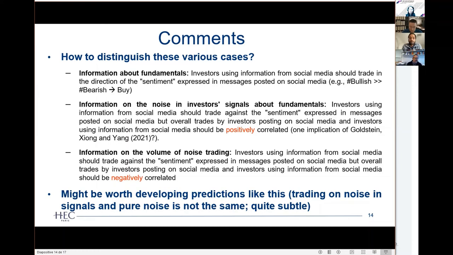And then the third scenario is the case in which H, or those people extracting information from social media, obtain information about the volume of noise trading. But then in this case, the prediction would be that the trades of H and L should clearly be negatively correlated. So by going through the various cases, I think you could try to find predictions that are really specific to your mechanism. And that would be interesting because if people have data on trades by people like H and trades by people like L, then they can start distinguishing the various possible types of information.